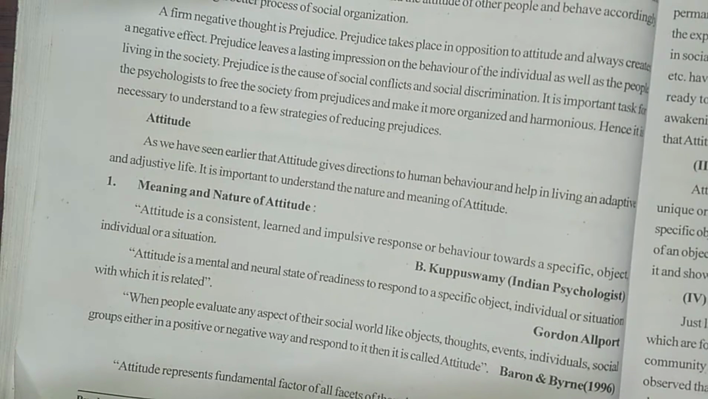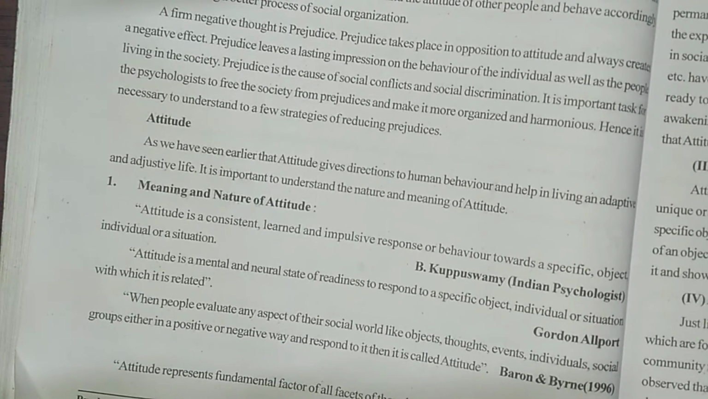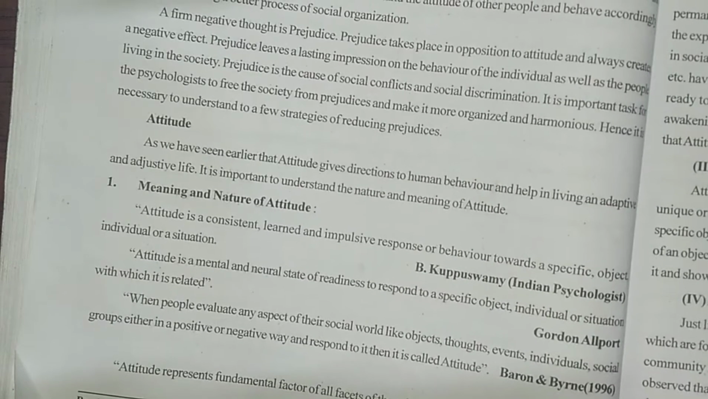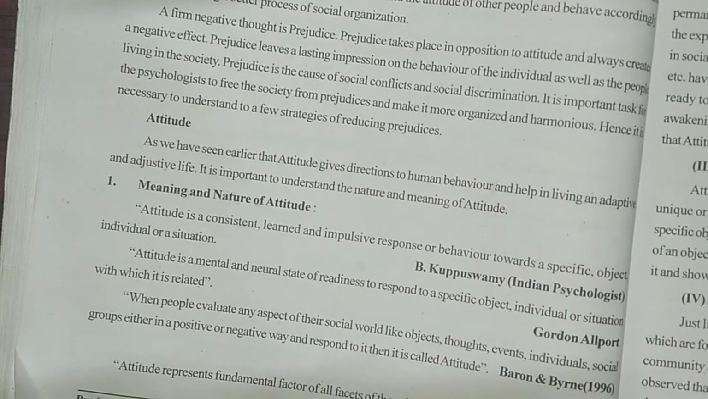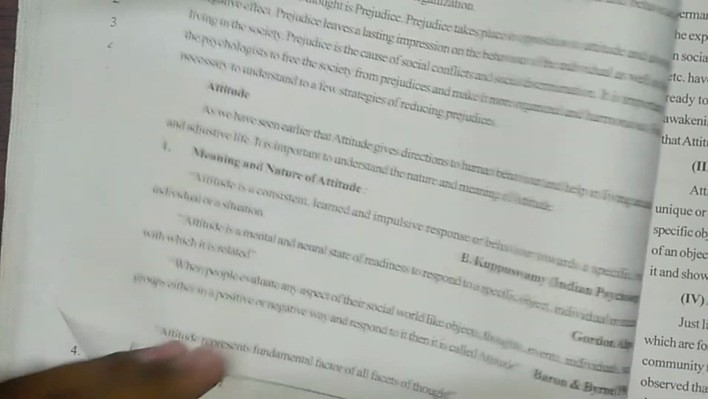Now the third definition is given by Baron and Byrne in 1996. It says that when people evaluate any aspect of their social world, like objects, thoughts, events, individuals, or social groups, in either a positive or a negative way, and respond to it, then it is called attitude. Now the fourth definition is given by Ito and Cacioppo in 1999. Attitude represents a fundamental factor of all facets of thought.